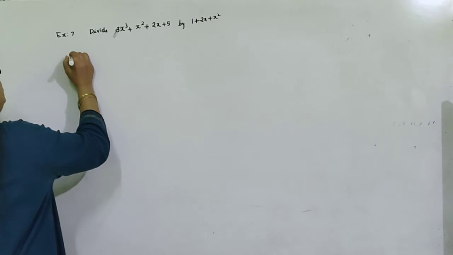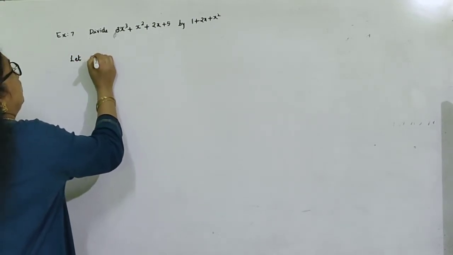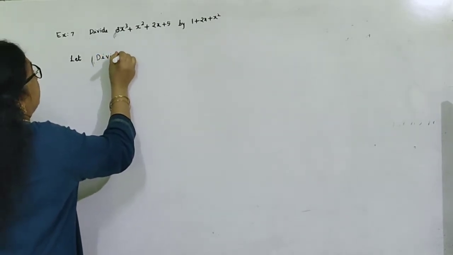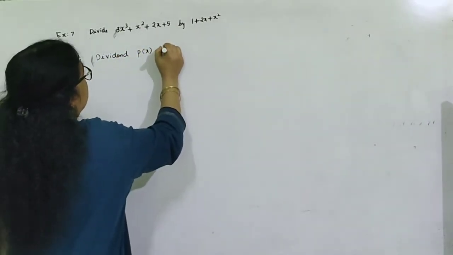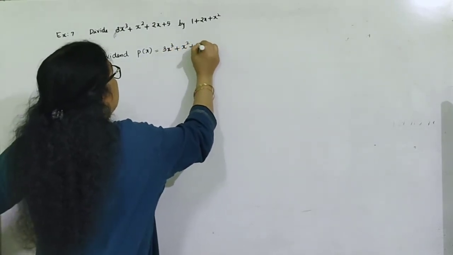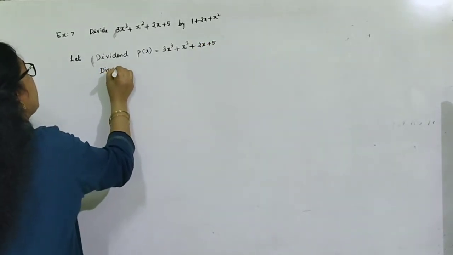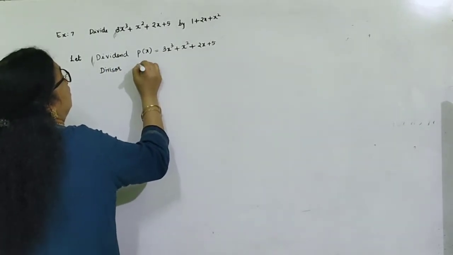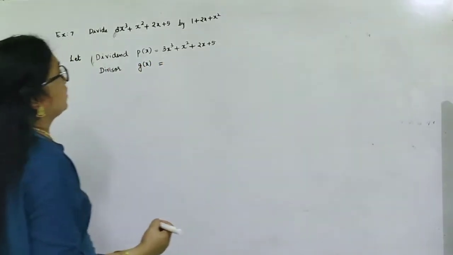So first write the names of what is given. Dividend: give the name P of x. That is 3x cube plus x square plus 2x plus 5. Then the divisor, G of x. That is 1 plus 2x plus x square.